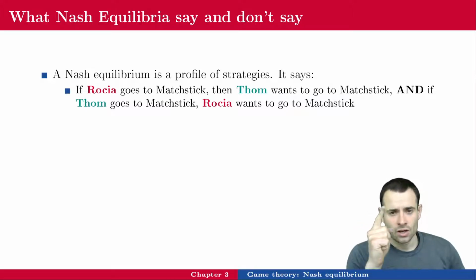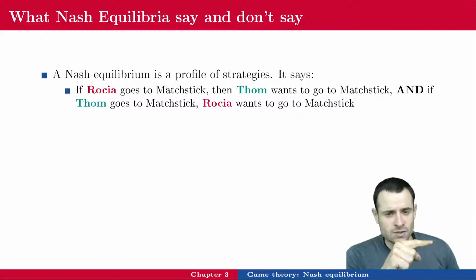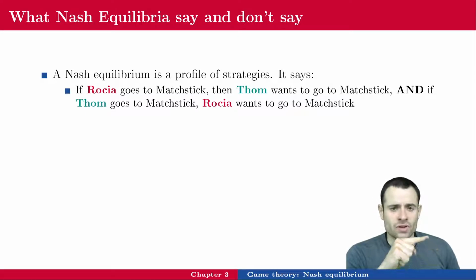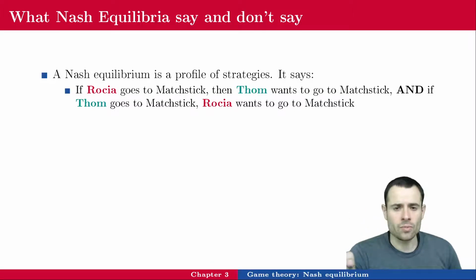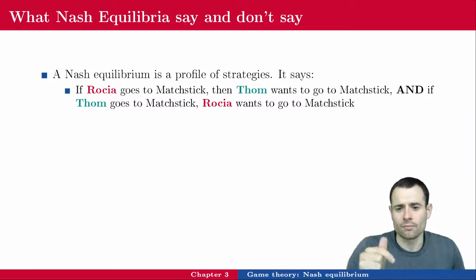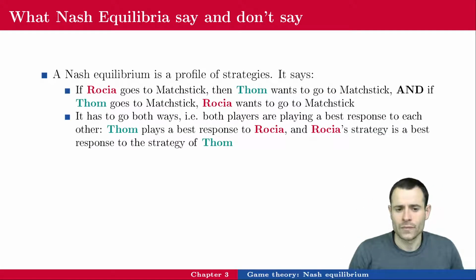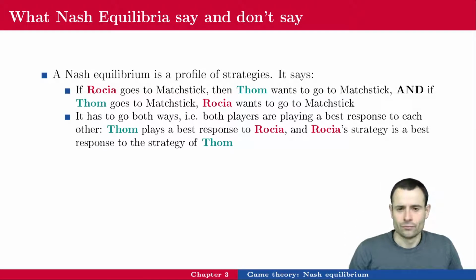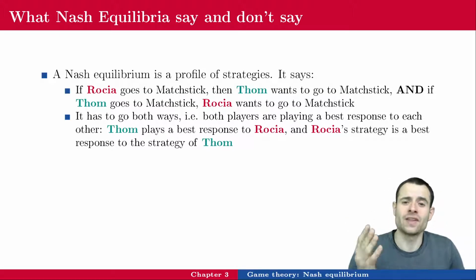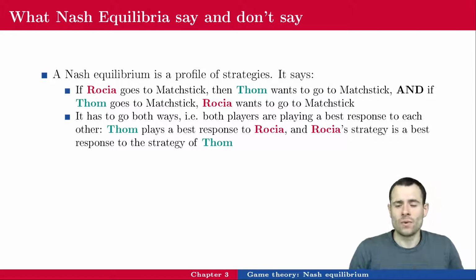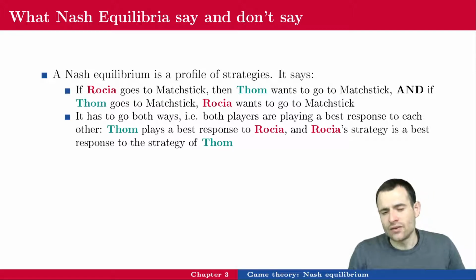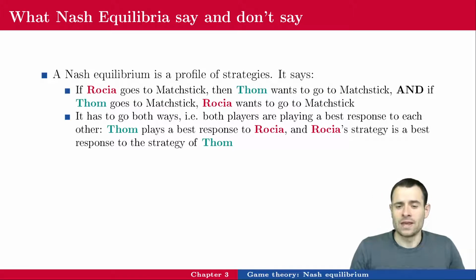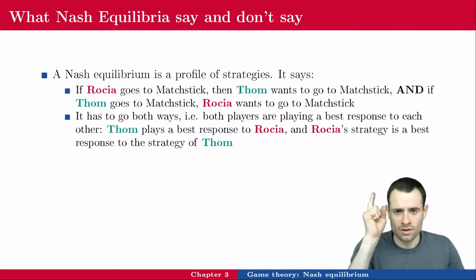Then you just have to think, if this player plays this, that's his best response. But when he plays that, is the other player playing a best response as well? So you always have to check back and forth. It has to go both ways. It's a best response to each other, or each other with more players. Imagine you have 10 players. You have to make sure that each player is playing a best response given what the other players are playing. If everybody is playing a best response at the same time, you have a Nash equilibrium.